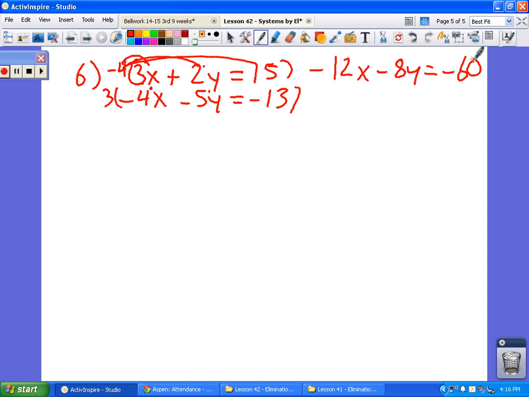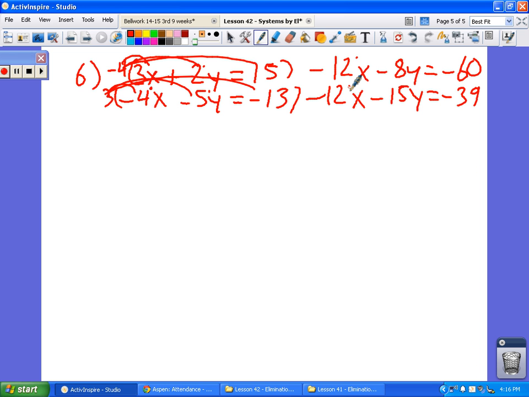Okay, and then for the bottom equation, everything gets multiplied by 3. 3 times negative 4x is negative 12x. You can see our two x terms are the same. That's good. 3 times negative 5y is negative 15y. And 3 times negative 13 is going to be negative 39. So now we have something that matches up here, our two x terms, negative 12x and negative 12x.